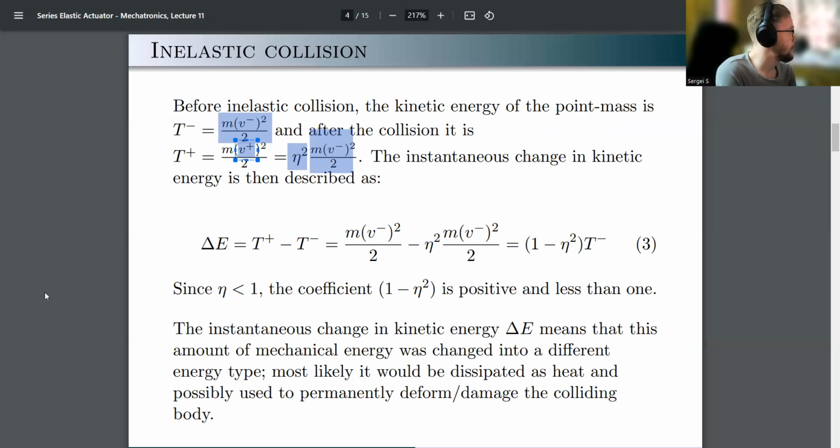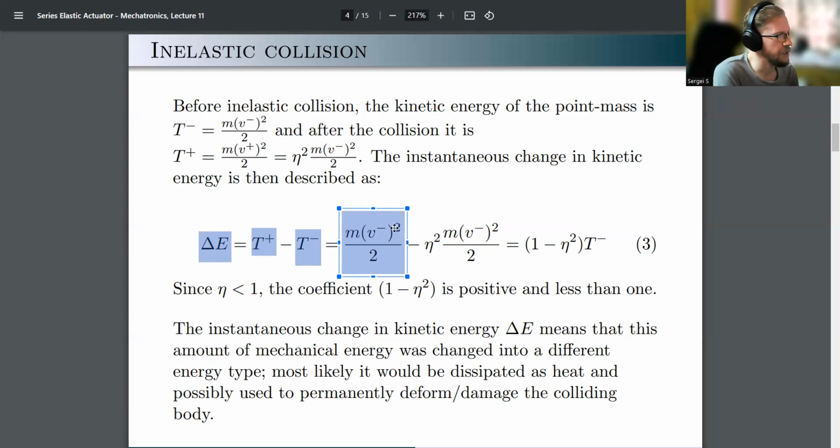All right. So we have kinetic energy after the collision being equal to kinetic energy before the collision times eta squared. The difference between those kinetic energies can be computed just as T plus minus T minus, right? T after the collision minus T before the collision, which is m v minus squared minus m v minus squared times eta squared.